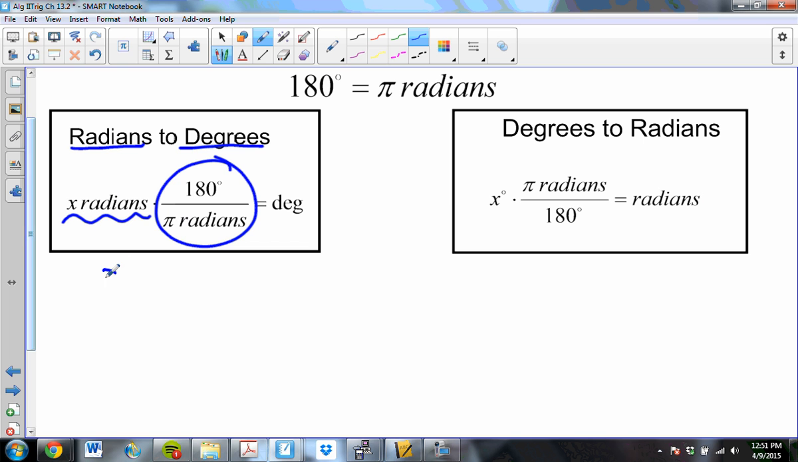So if I have like 3 pi radians, I would take that and I would multiply 3 pi by 180 over pi. And the nice thing is the pi's cancel, and I'm left with just 540. So 3 pi radians is really 540 degrees.